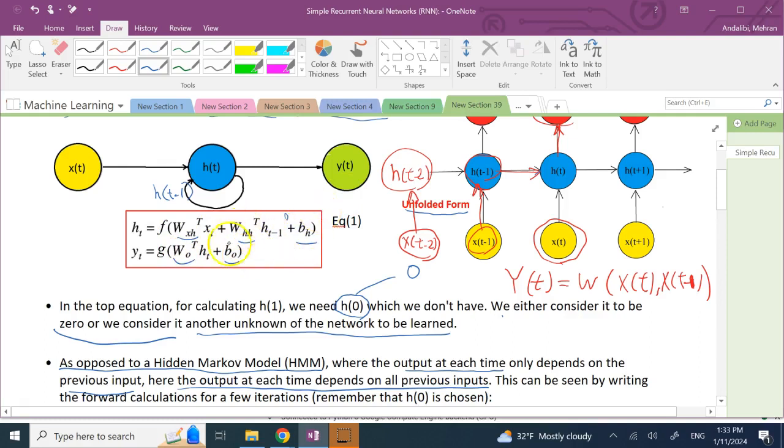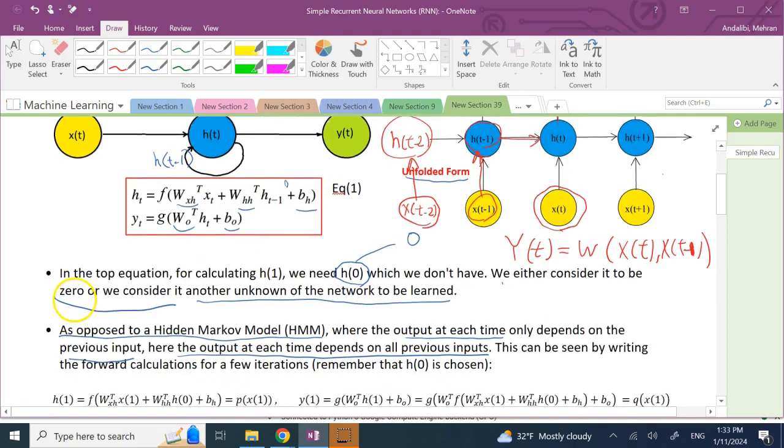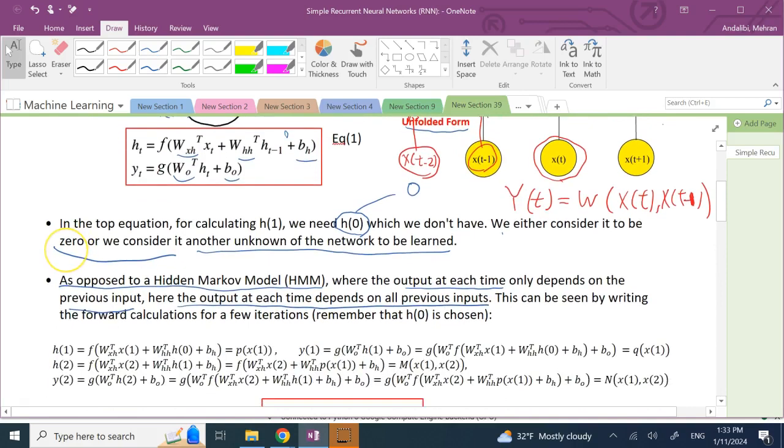So we only need to find these 5 matrices or vectors in general, and you have a much smaller number of weights and biases or parameters to find. So just like a convolution network, these RNN networks are very efficient.